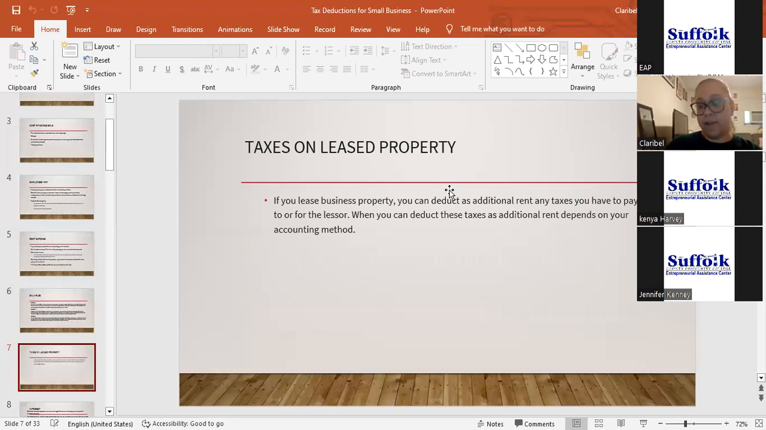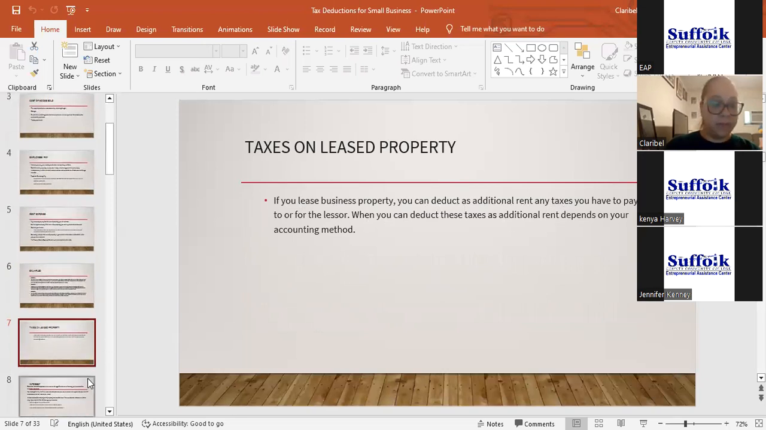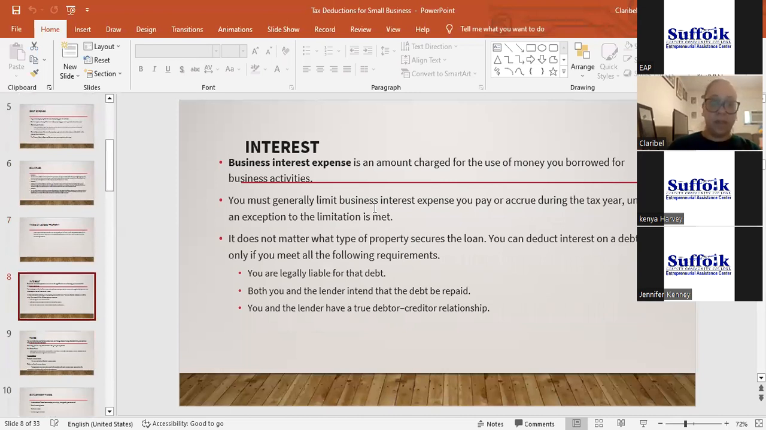If you lease property, you also have to pay taxes to the landlord. That can also be deducted from your taxes. So if you lease property, you can deduct any additional rents and taxes you have to pay to the lessor, and that's all deductible. And business interest on money you borrowed. So if you borrow money from a bank, or take a loan from anybody who charges you interest, you can write that off as an expense.